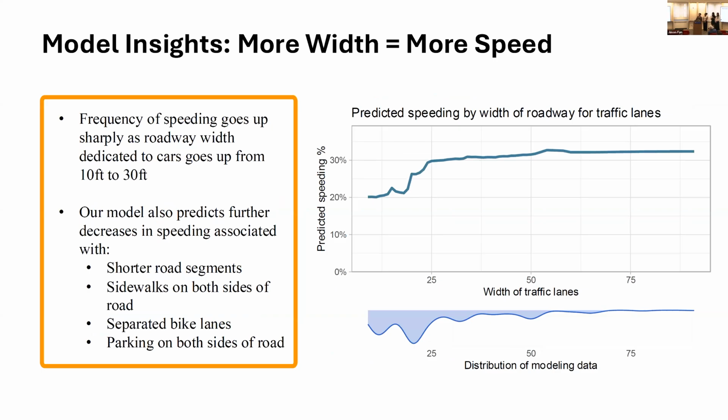The model also finds that the width of the roadway that is dedicated to cars has a major impact on speeding frequency. So, for example, as the amount of roadway that is dedicated to traffic increases from about 10 feet to about 30 feet, the percentage of speeding goes up from about 20% to about 30%. So that's an increase by about half. From the model results, we also see that shorter road segments, having sidewalks on both sides of the road, having on-street parking on both sides of the road, and having separated bike lanes present on the roadway are associated with lower speeding.